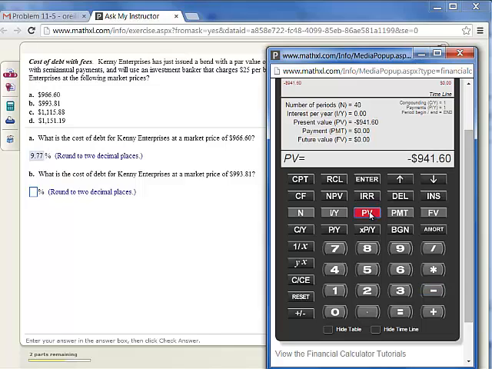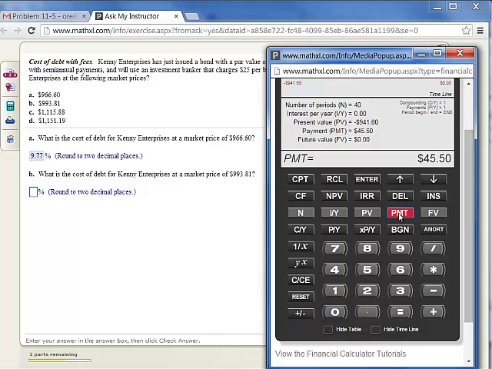The payment is going to be the interest payment that the company will pay each semi-annual period. We calculate that by taking the par value of $1,000 times the interest rate, which was 9.1% per year, or $91 per year, but we divide it by 2 because these are semi-annual periods. So I'm going to put in 45.50 and click on PMT.